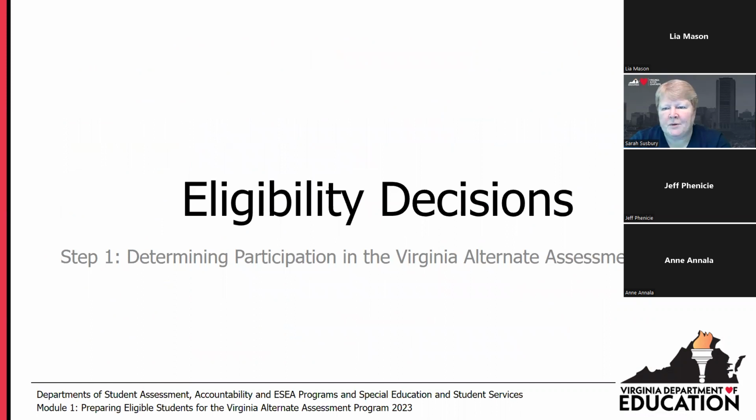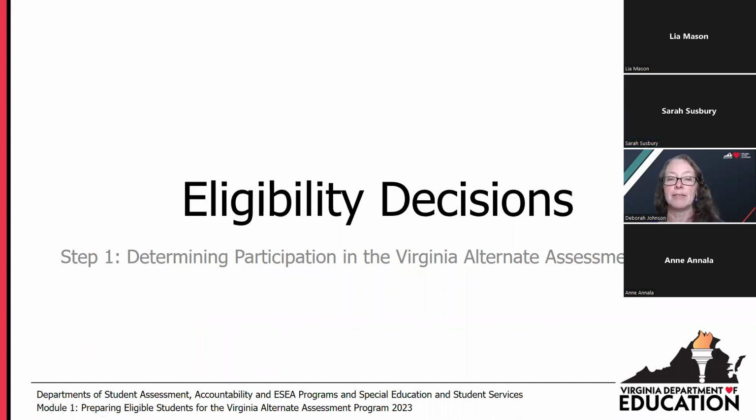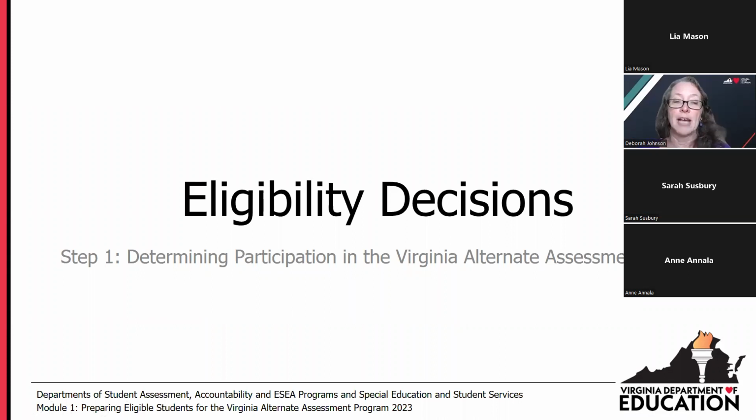So at this point, I'm going to turn it over to Deborah Johnson. She is a staff member also at the Virginia Department of Education in the Department of Special Education and Student Services, and she's going to talk about eligibility decisions. Good afternoon, everyone. As Sarah said, I'm going to run you through the eligibility decisions, and this is actually step 1 in determining participation in the Virginia Alternate Assessment Program.